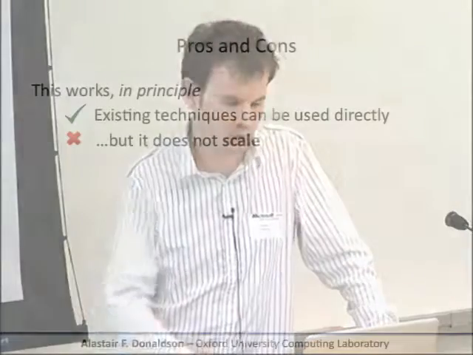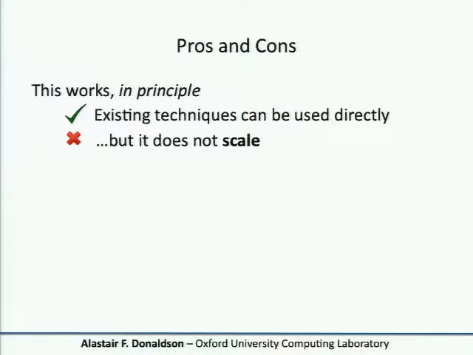Okay. So what are the pros and cons of this work? The pros are it works in principle, right? So this is a way we can do verification of these kinds of programs, and we can use existing techniques essentially directly. But the problem is it doesn't scale, and we've got experiments later that show this.